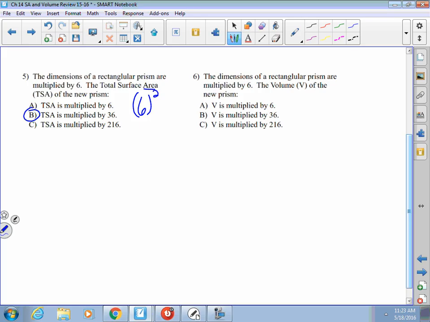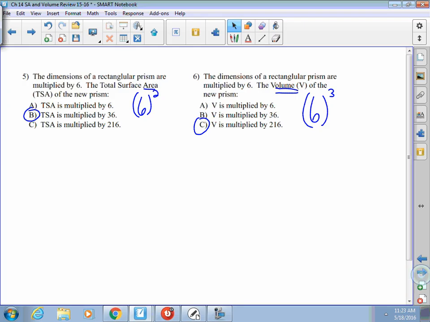Same thing, our scale factor is 6 here, but we're talking about volume. What do we do to that scale factor for volume? You cube it, so the answer is C, multiplied by 216. So those are your type of multiple choice questions for your test.